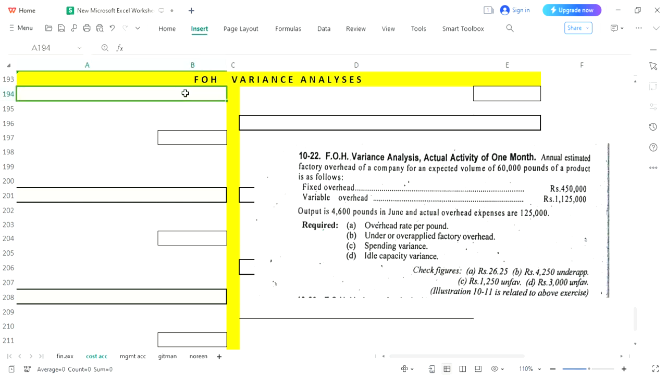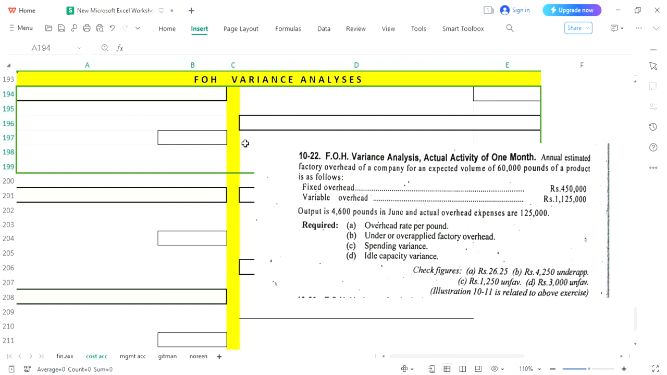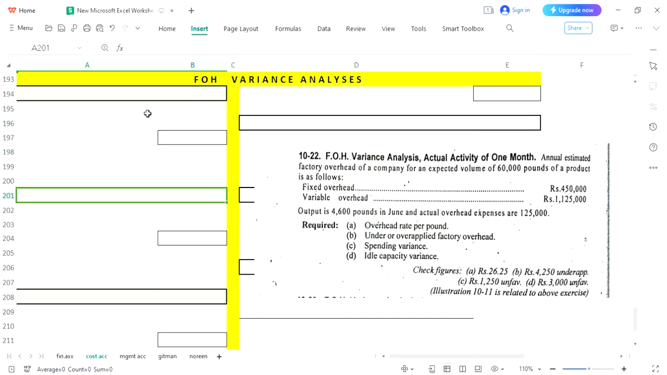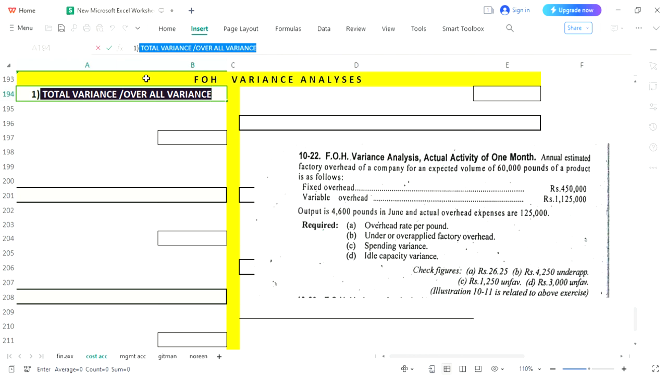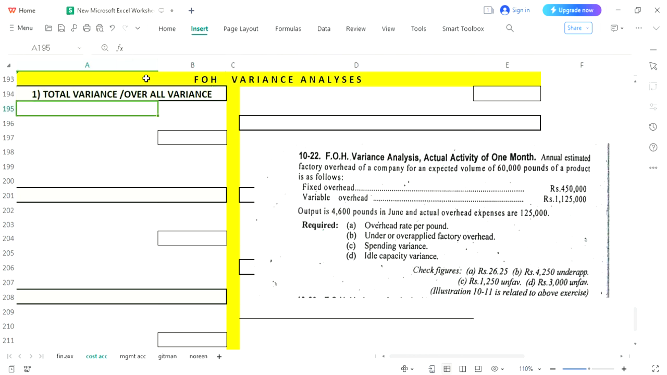For our question, we are going to write the format first. You can see that we are solving 10.22 and the same format we are using. For 10.22, the very first thing which you will calculate is your total variance, and total variance is the relationship between actual and applied. So you will write actual FH first and then applied FH, and here you will be calculating your variance between actual and applied. Finally, you will conclude and you will be focusing upon your applied FH.